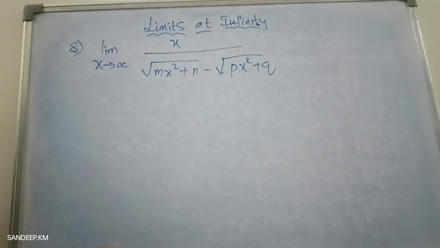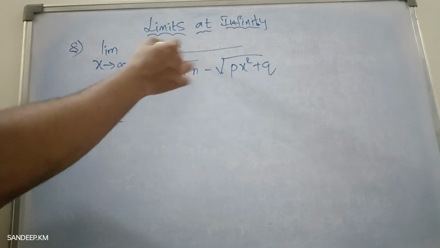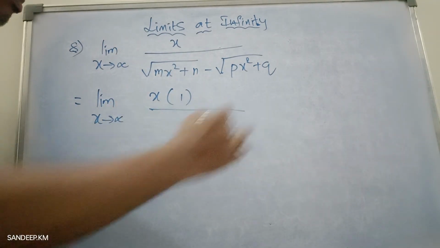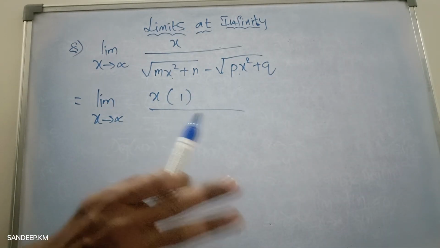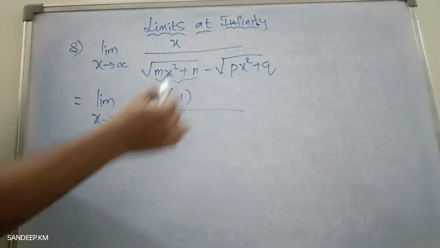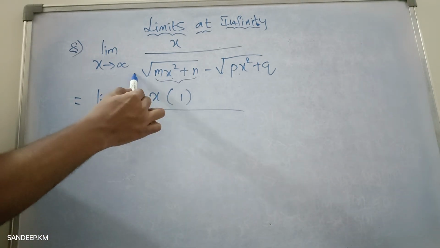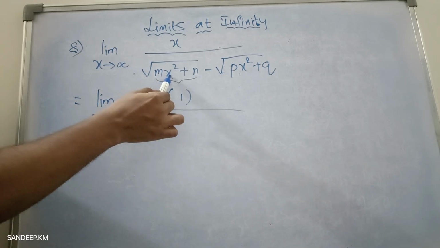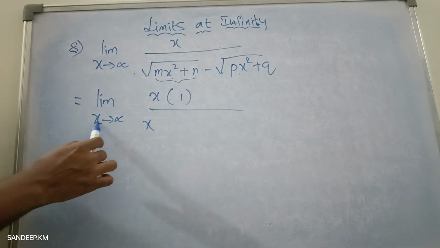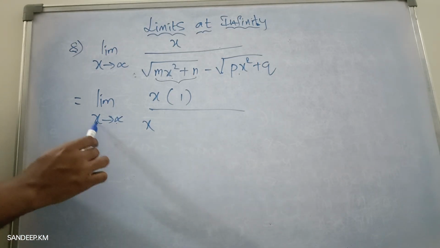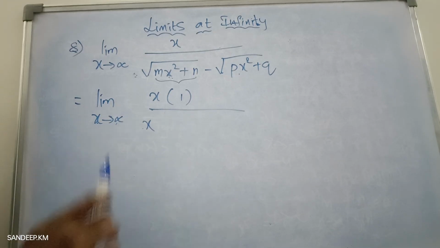So what I'm going to do is, limit x approaches infinity, take numerator x common, x into 1. In the denominator also, in each term we have to take x common. How do we take x common? Please observe. Inside this term, I'll take x square outside the root. When x square comes outside the root, it becomes root x square. Root x square is x because x is positive. If x is negative, when x square comes outside, we should write minus x. Keep this in mind.